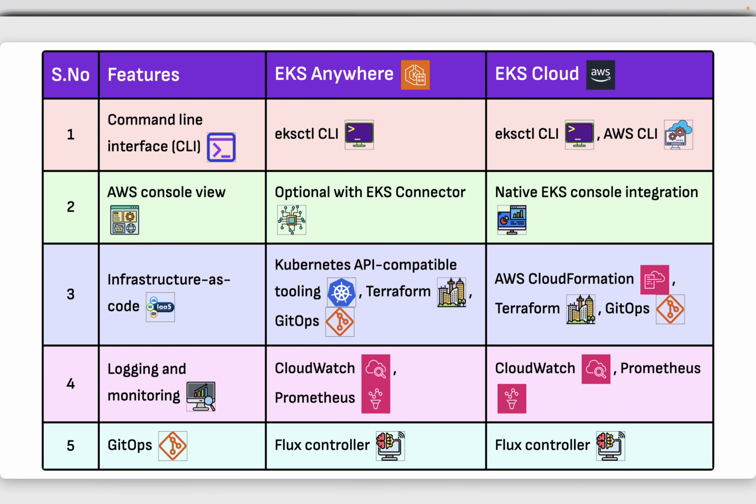And last point is about GitOps. For EKS Anywhere, you can use a Flux controller. And for EKS Cloud also Flux. So in both cases, you can use a Flux controller. Basically, you submit all your YAML Kubernetes objects, and this Flux project, this technology, will directly push them as soon as they get committed to the Git repository.